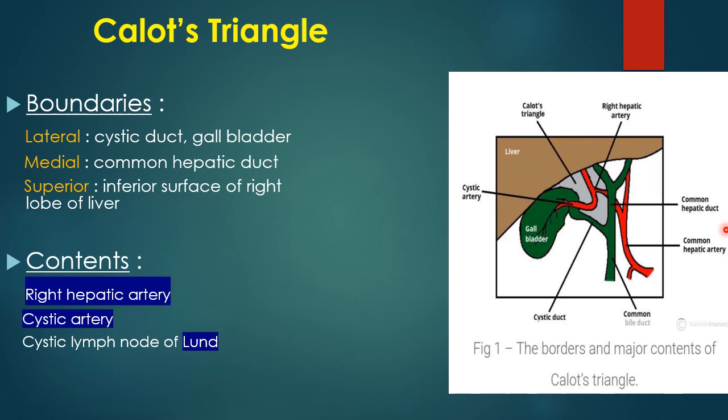Why is it important? The contents of the triangle are very important to the operating surgeon. The 3 main things are the right hepatic artery and its branch, the cystic artery. This cystic artery has to be ligated and transected in patients during cholecystectomy. So this is a very important landmark for the surgeon. And the third content is the cystic lymph node of Lund, which is located in the center of this triangle, which drains the gallbladder.